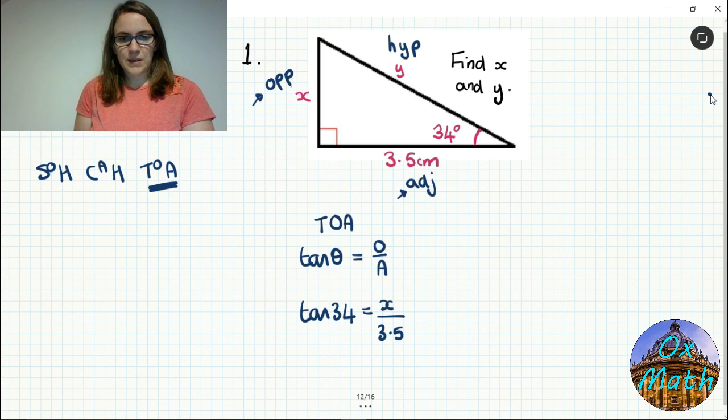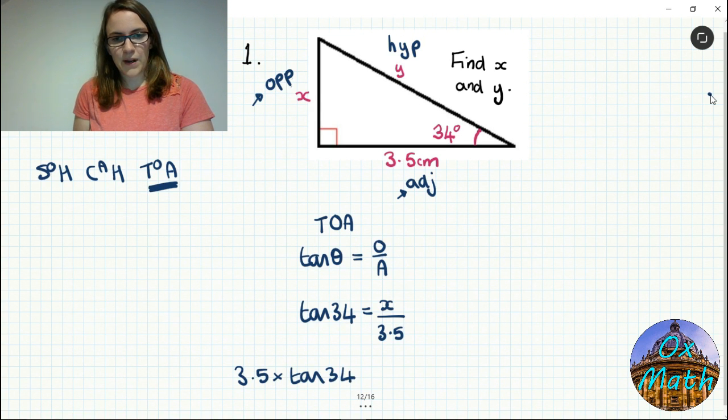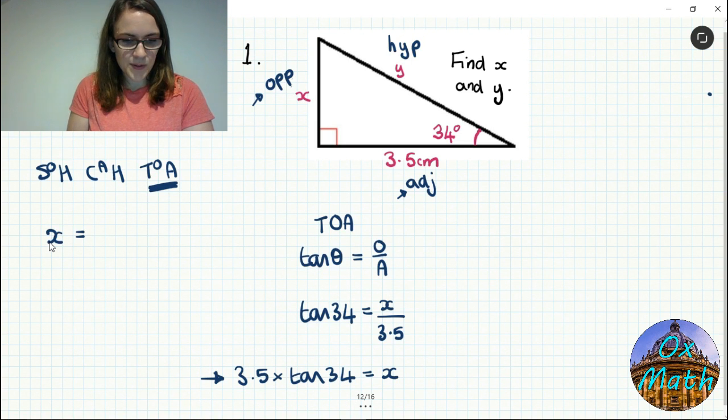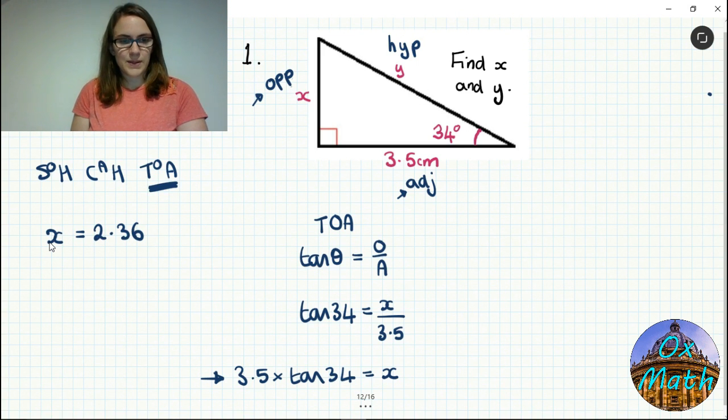So we can rearrange this to get x on its own by multiplying both sides by 3.5. So x is actually equal to 3.5 times the tan of 34. We could look up 34 in our table and find out what that is, but you have a button on your calculator to do that, so you can type it in exactly as it's written here. So type in 3.5 times tan 34, and that will tell you that x is equal to 2.36. So if you looked up tan 34 in the table, that was 0.6745. Or if you typed in tan 34 into your calculator, that is 0.6745. Either way, you get the same thing from the table or the calculator. Multiply it by 3.5 and you get 2.36.